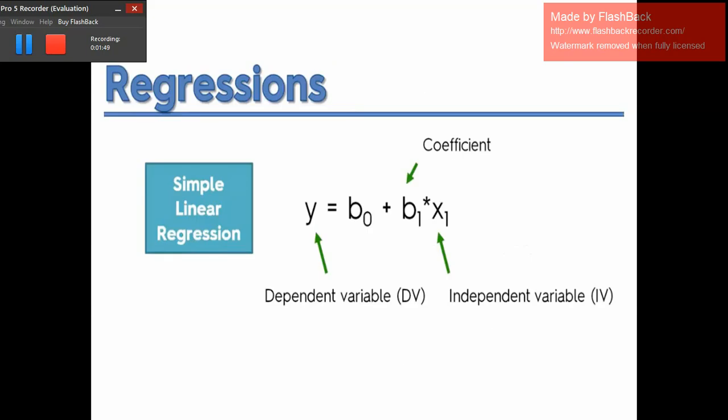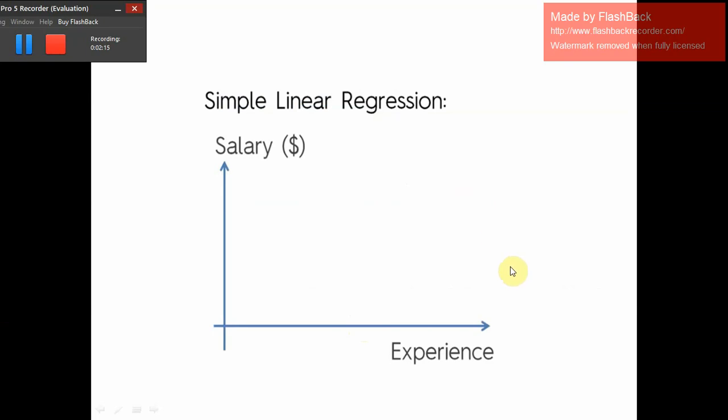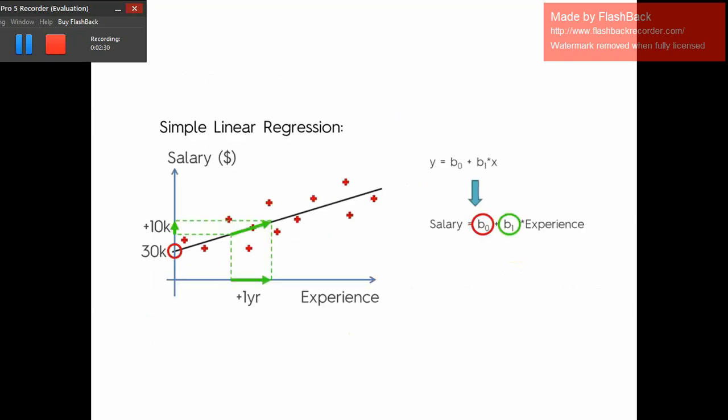Here y is the dependent variable, x1 is the independent variable, and b0 is the coefficient of the simple regression. We also understood simple linear regression in terms of salary and experience, how they are correlated, and we plotted the data points on the x-axis and y-axis to see how the slope and y-intercept work.